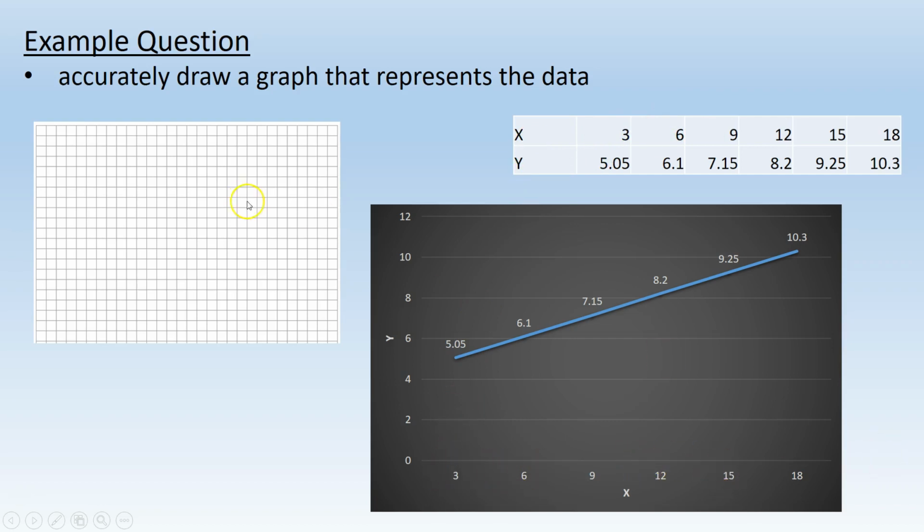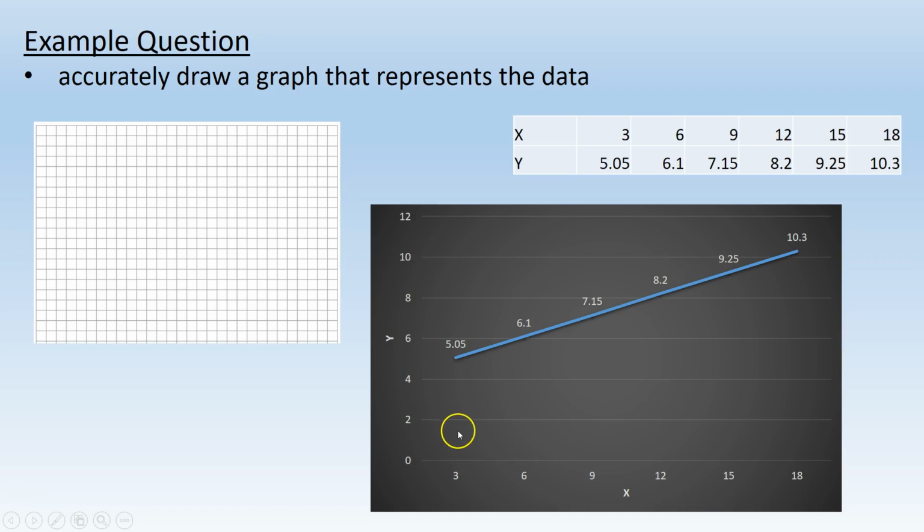I've done it on Excel, but you're going to get graph paper like this, and you're going to have to either draw it in pencil or pen, preferably pencil, because then if you make a mistake, you can rub it out rather than just scribbling it out. So the y-axis is the vertical axis, so that'll be going up in this direction, and the x-axis is going in this direction.